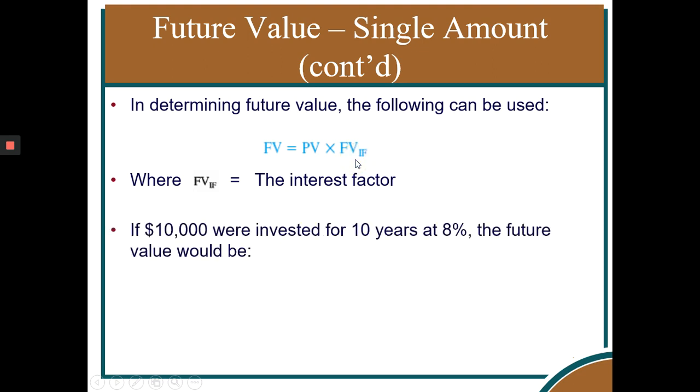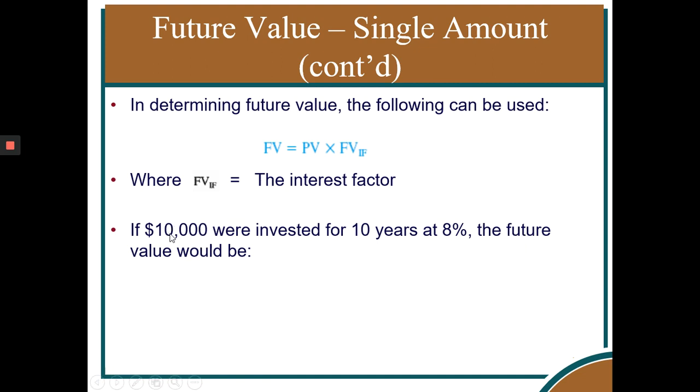All right, let's do another example. Now you have 10,000 invested for 10 years at 8% interest rate. What would be the future value? The first thing you have to do is identify 3 important items here. You need to identify what value each brings. 10,000, is it present value or future value? You need to understand the question.